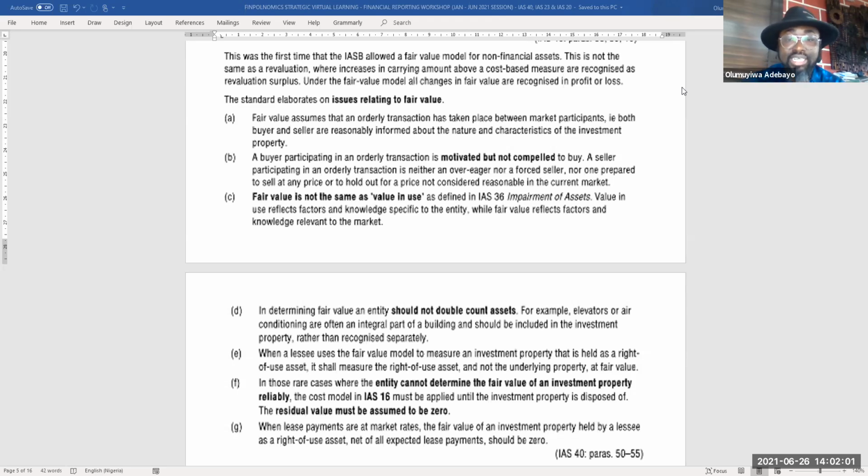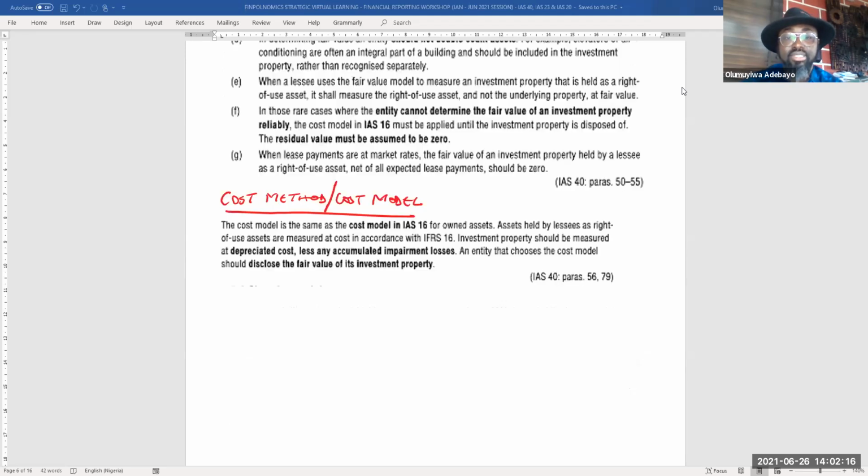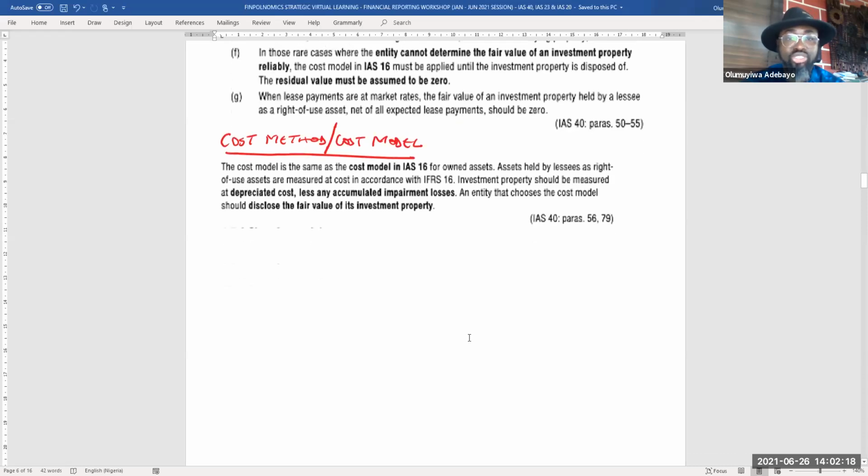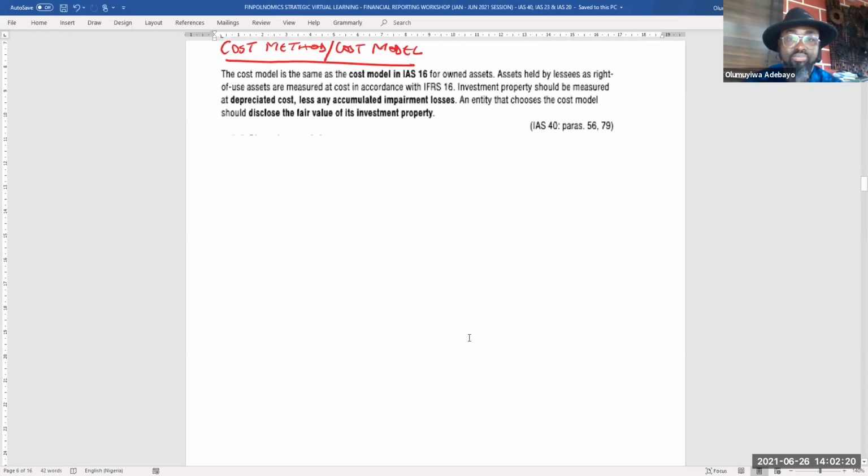And what the standard has done is that it has deferred to the entire provision of IAS 16 with respect to making use of the cost model for investment property. In that light, Madam Grace, I want you to discuss the cost model.